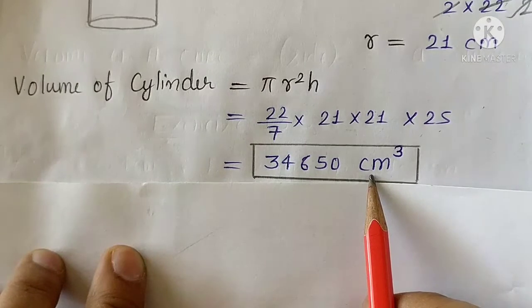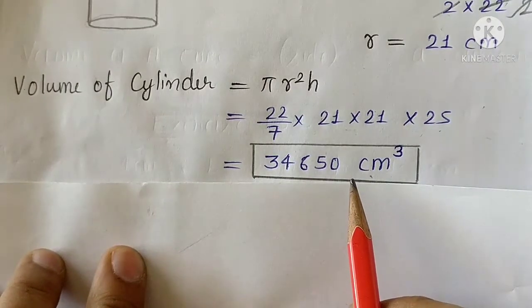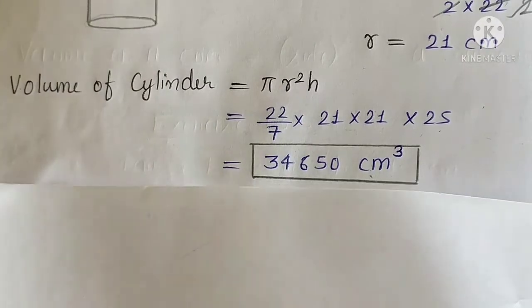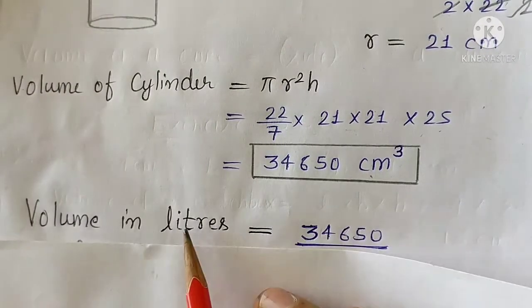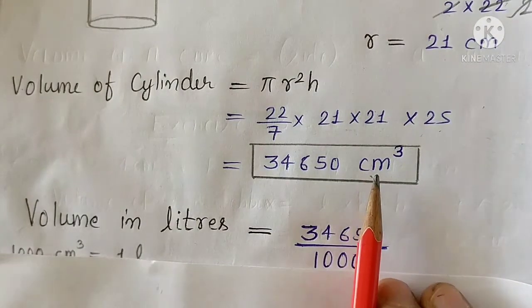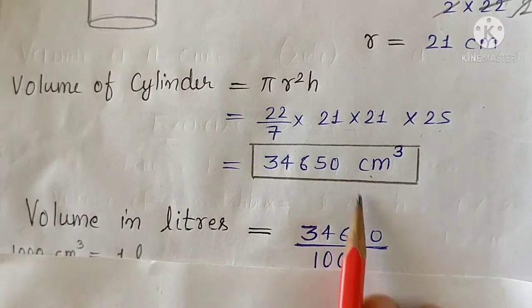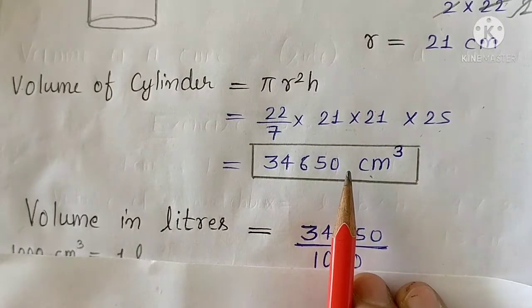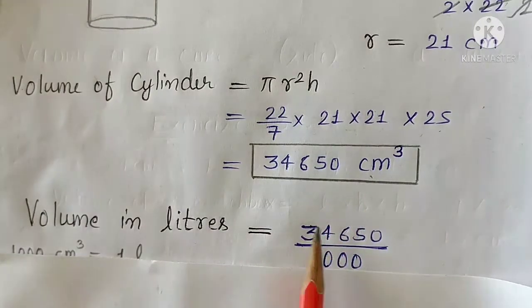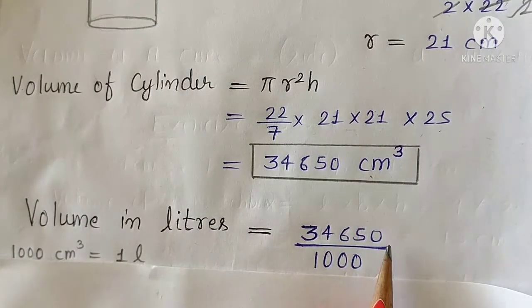Centimeter cube. Remember, we are finding the volume of a cylinder and we have to find the volume of water. So we have to convert this into liters. So how will we convert them? Volume in liters is 34650 divided by 1000, because we are converting centimeter into liters. Centimeter is a smaller unit and liter is a bigger unit. So we will divide by 1000. So centimeter cube divided by 1000, it becomes 34650 divided by 1000.